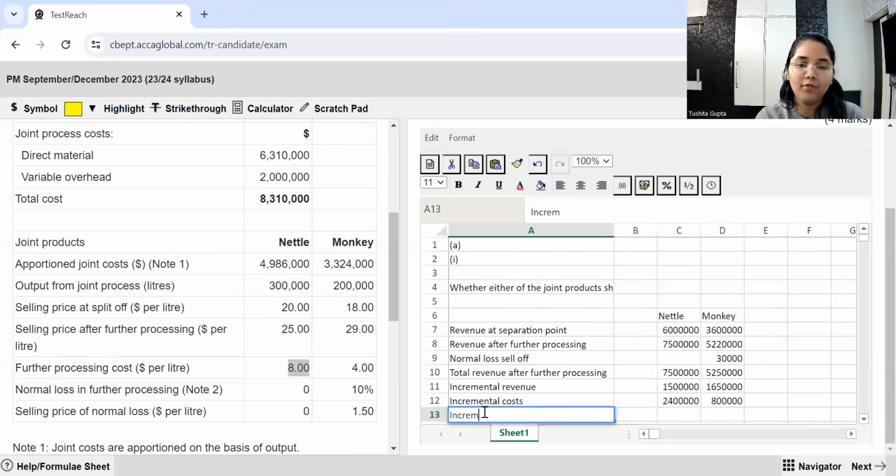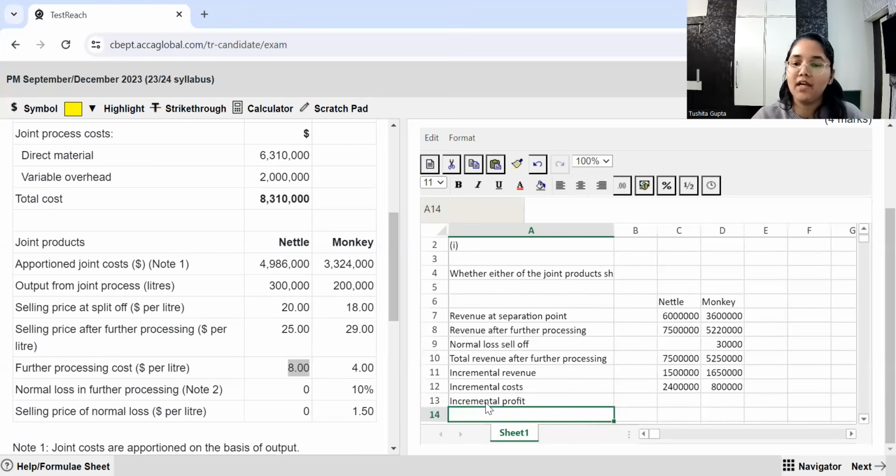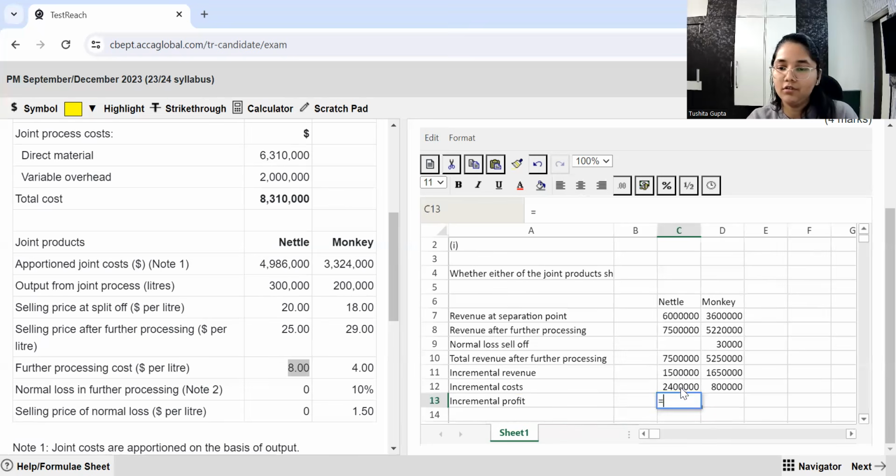Now I can find out how much is the total that I am getting if I process these further. So it is going to be the difference between revenue and cost. Now this is coming out to be a negative figure, which means I am going to incur a loss if I process this further. However, for the case of Monkey, if I process Monkey further, I am going to have an increase in my profit of $850,000. That means if I process the Monkey product further, make it into Monkey Plus, I'm going to get $850,000 extra in my pocket. So that means this is going to be a beneficial thing.